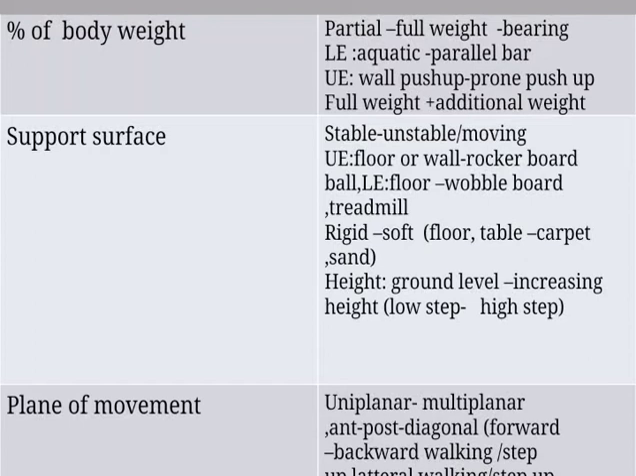Then you go for height. For height, first we do from ground level, then we increase the step from low to high. Then plane of movement: first we do uniplanar movement, then progress to multiplanar. Then anterior, posterior and diagonal movement: forward and backward walking, step up, step down, lateral walking, lateral step up. We can progress like this.